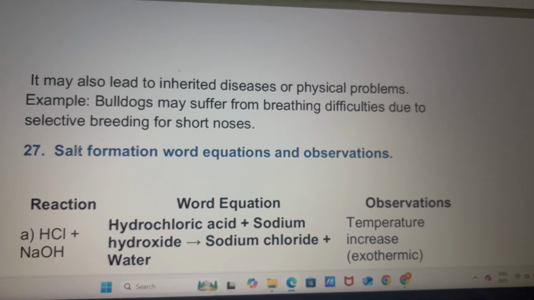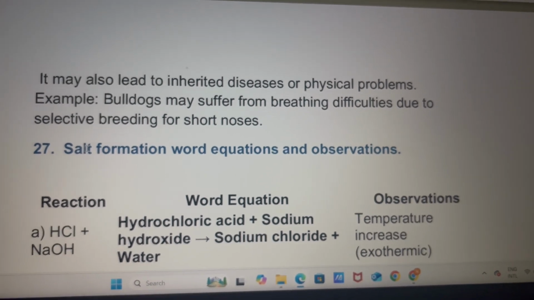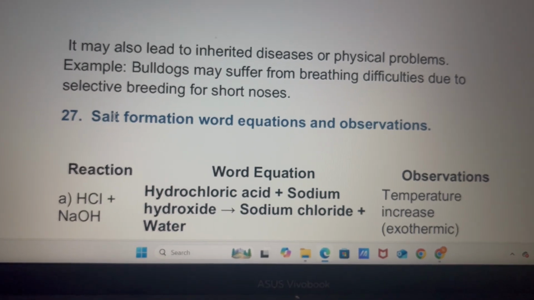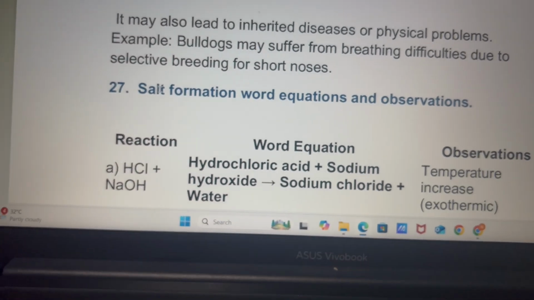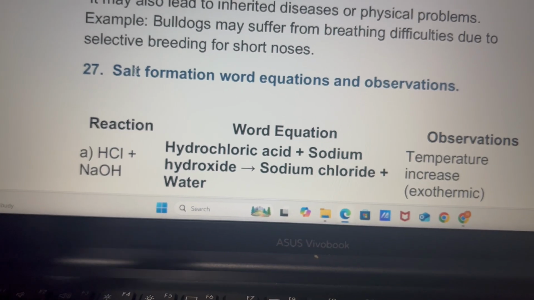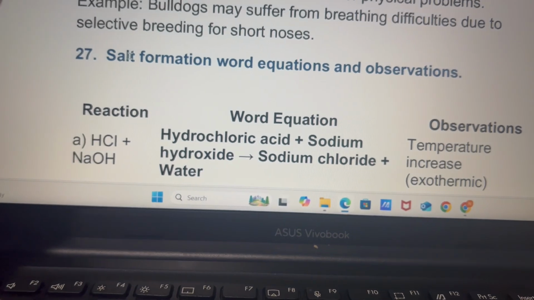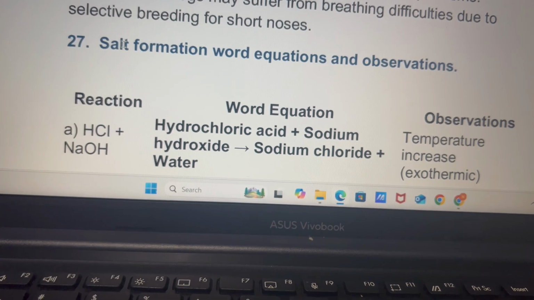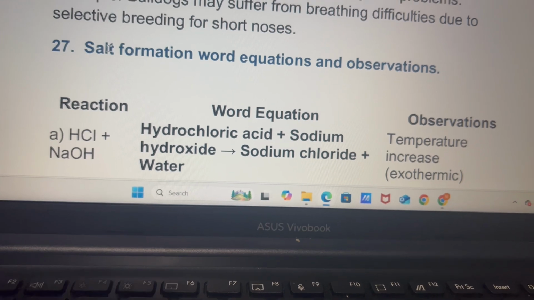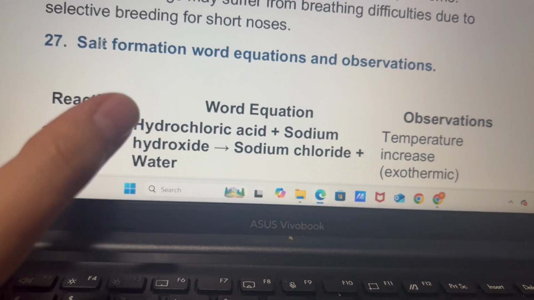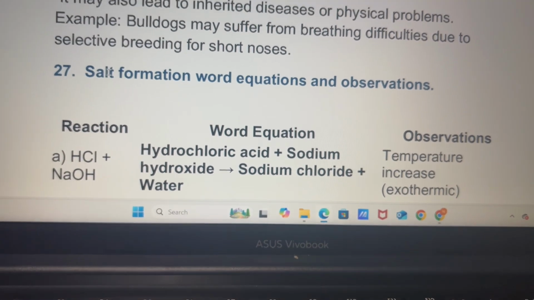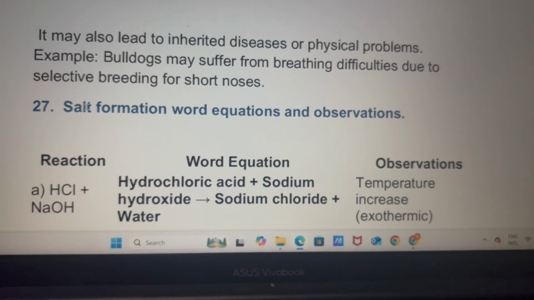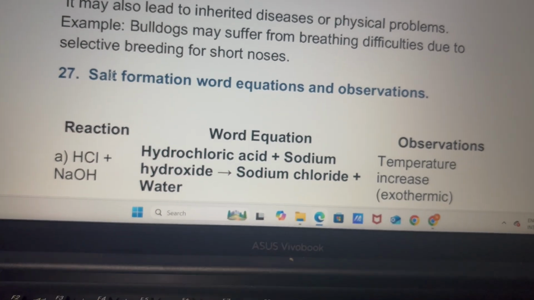And it may also lead to inherited diseases or physical problems. It's like inbreeding. Inbreeding is when very similar organisms reproduce. It's like when relatives get married, they have genetic disorders and genetic problems. Maybe physical problems, maybe they don't move well, maybe they are overweight. They have inherited disease.